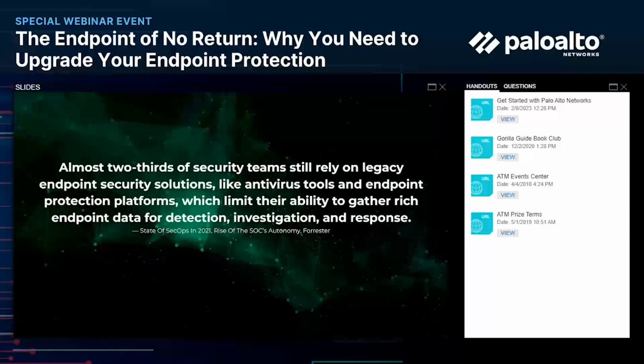61%, almost 2/3 of decision makers noted that their organization's primary endpoint security tool was either a traditional or next-gen antivirus tool or endpoint protection platform. So relying on these legacy tools without any type of detection or response really limits their ability to gather rich endpoint data for investigations.